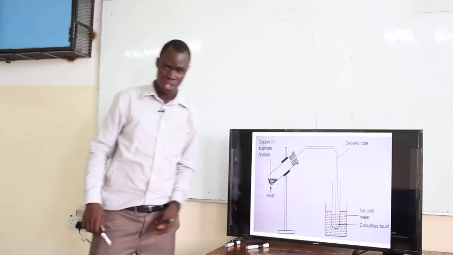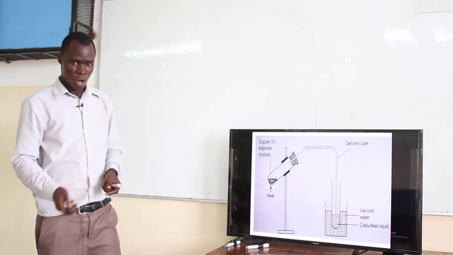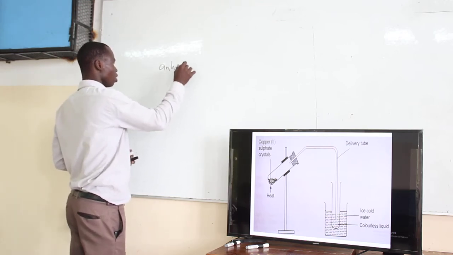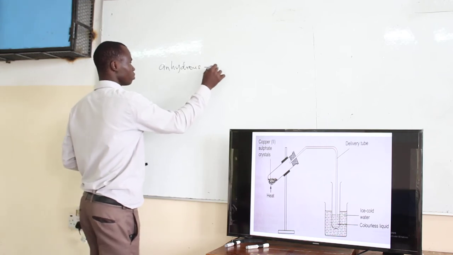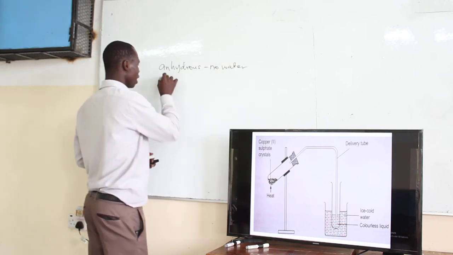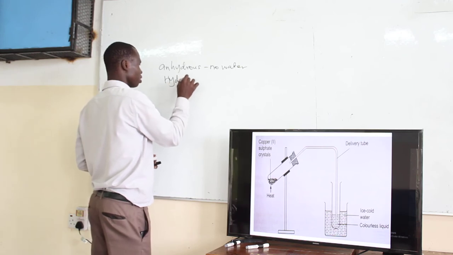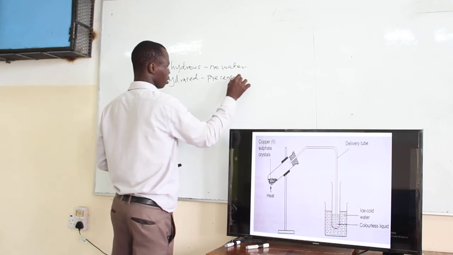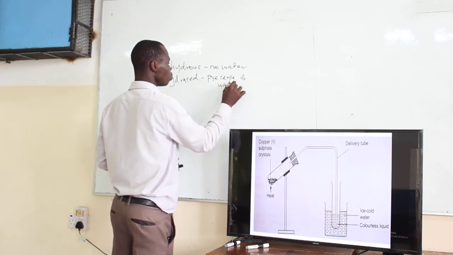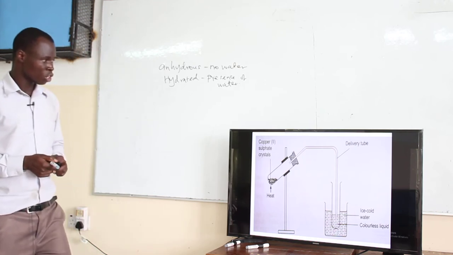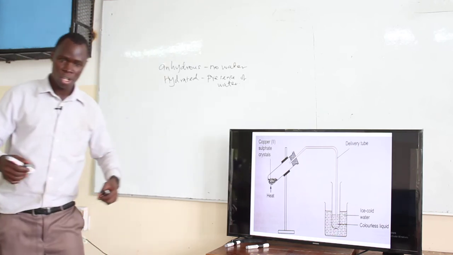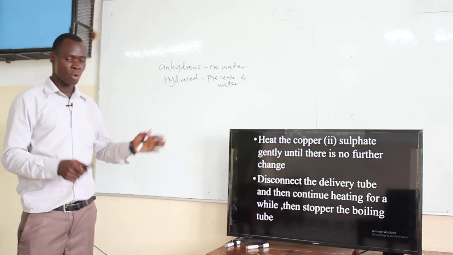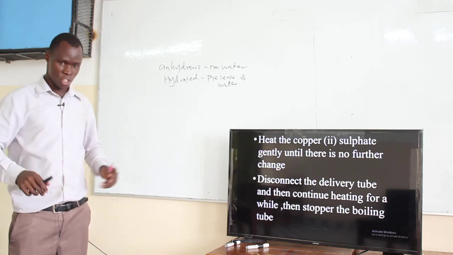Then you have another test tube on the other side. Remember I told you about hydrated and anhydrous. Anhydrous means no water. Hydrated means presence of water. So in other words, what we are talking about here is copper sulfate with water of crystallization.